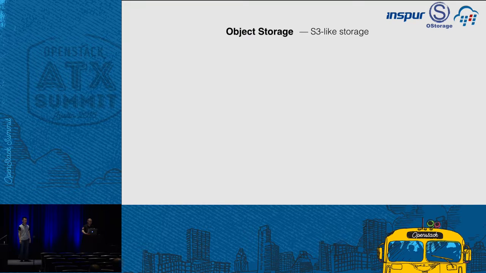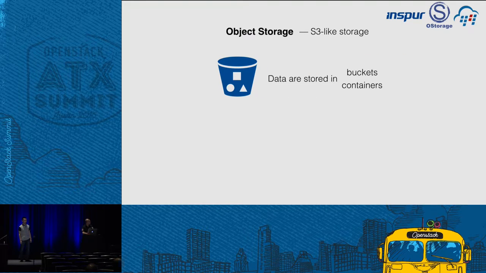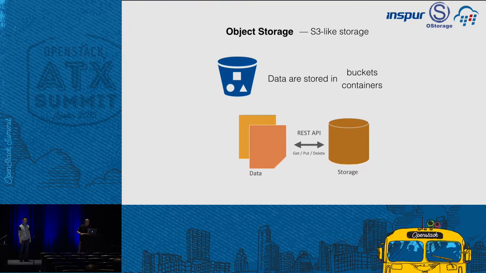There are two key features of this kind of storage. First of all, data are stored in buckets or containers. In Amazon S3 we call them buckets, but in Swift we call them containers. We don't use directories as in a file system. The other main feature is that it talks in the web language, HTTP. So we read and write data via HTTP calls, not with functions like fread and fwrite in a file system.